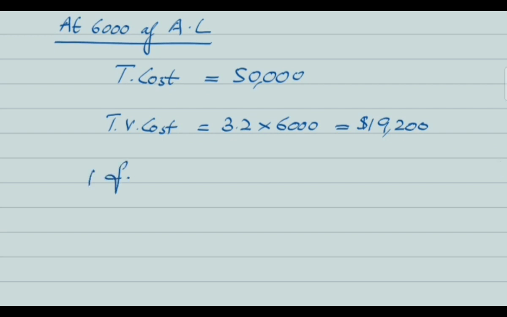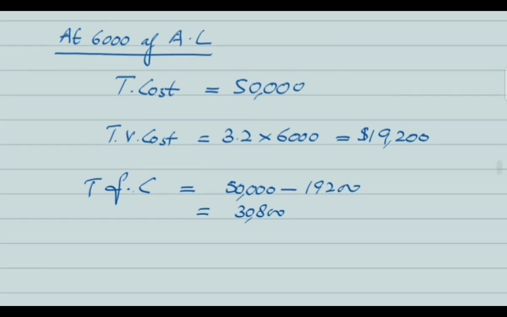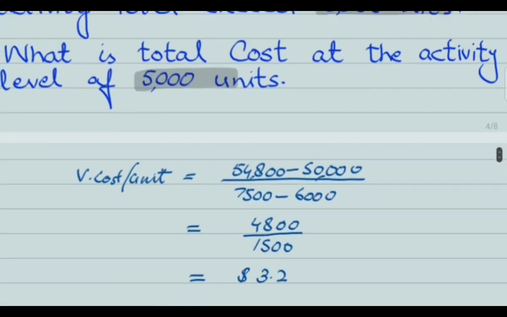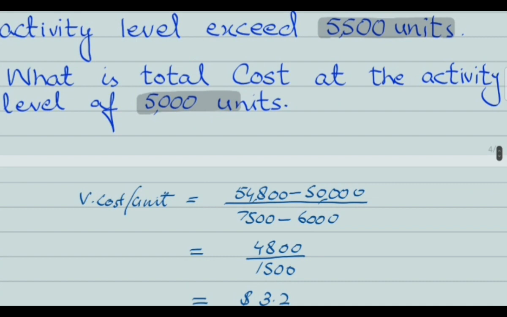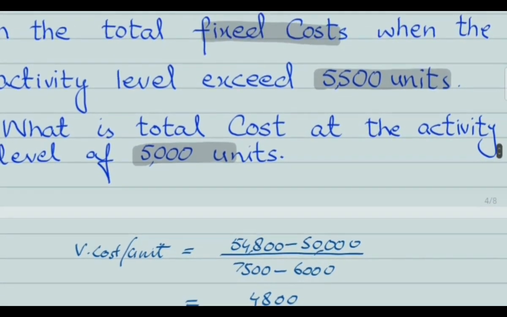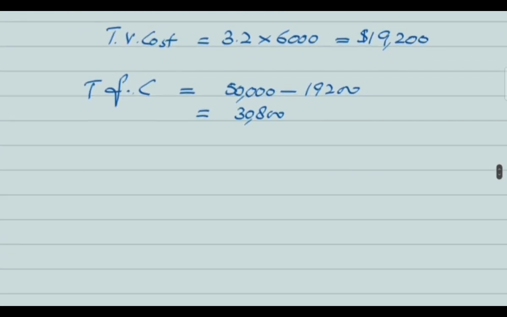To calculate the total fixed cost, we need to consider the difference between total cost and total variable cost, and that will be 30,800. But we know that we have to calculate the total cost at 5,000 units of activity level. This is the activity level where the fixed cost has not risen. So we need to consider what is the fixed cost before the jump of 10%.